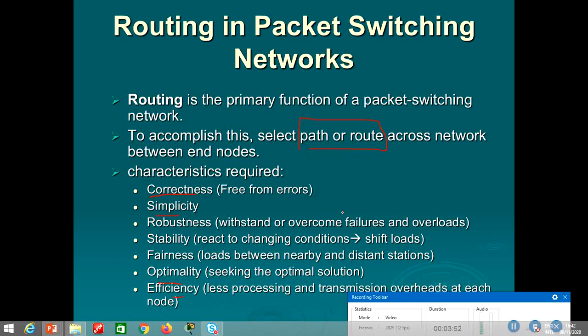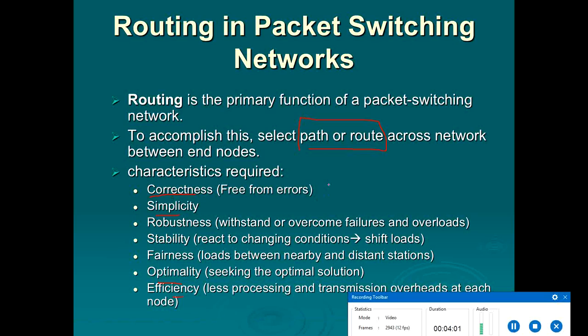The first two items, simplicity and correctness, are self-explanatory. The route should be correct. If I am sending a message from, for example, A to B, this path should be correct. It should not lead somewhere else. The path should lead to the destination B. Second is simplicity. It should be a very simple path, not a complicated path. For example, going from here, then here, then here, is quite complicated. The path should be very simple.